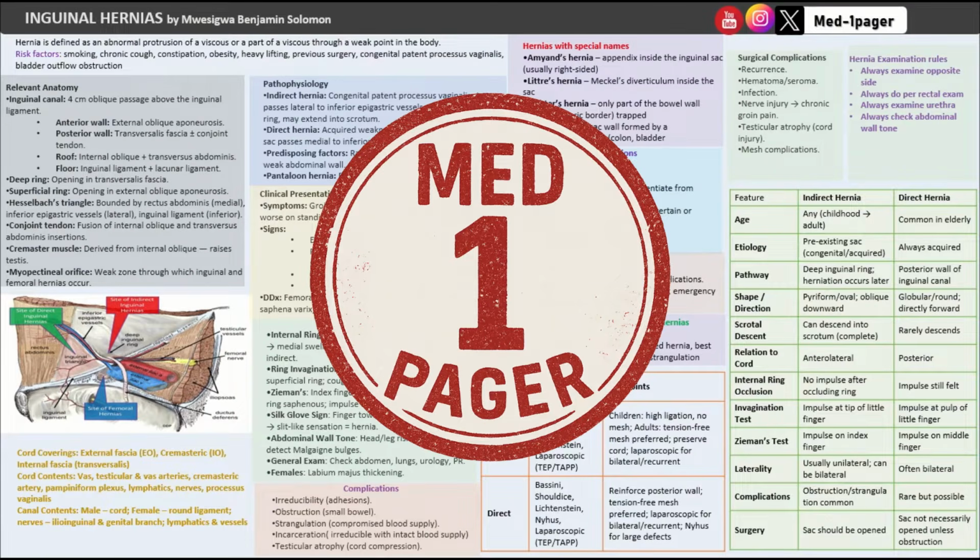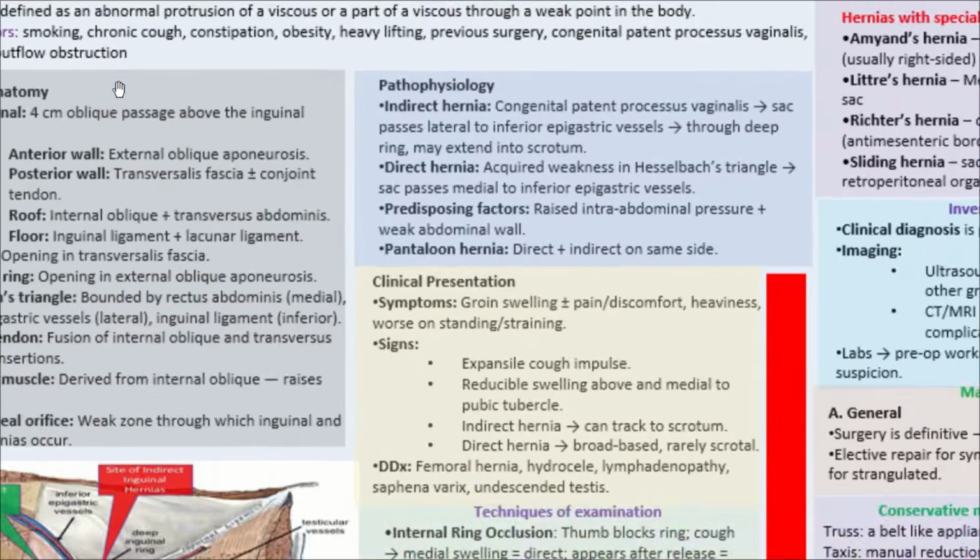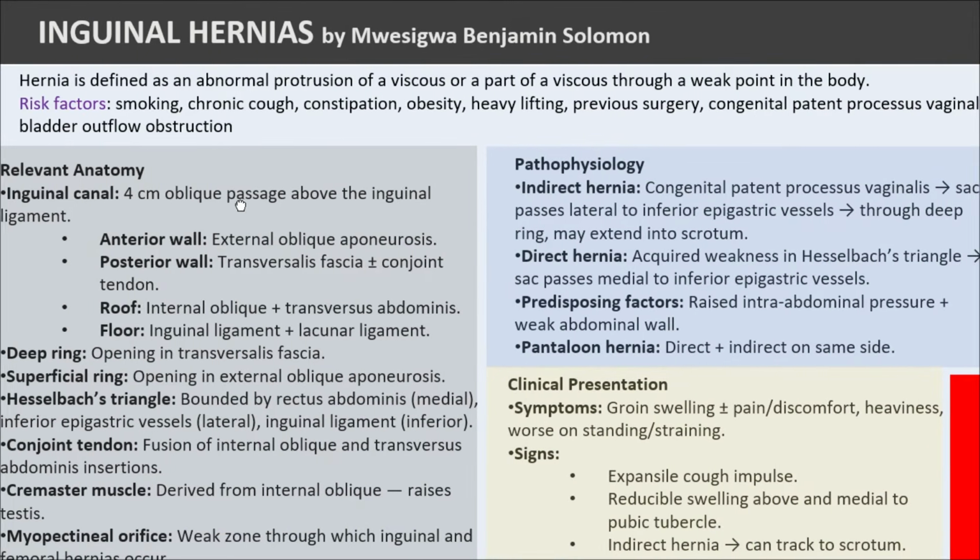My name is Benjamin, and today I'm going to be doing Inguinal Hernias. So, hernia is a Latin word that means to protrude or to bud. A hernia is defined as an abdominal protrusion of viscus or part of a viscus through a weak point in the body.